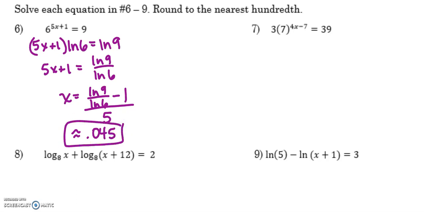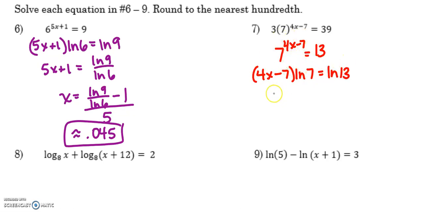hundredth. This one, before I can isolate, or before I can get to my exponent up here with the logarithm, I got to get rid of this 3. So 7 to the 4x minus 7 is going to equal 13 because I'm going to divide out. Again, I could use a log base 7 if I've got a fancy calculator, but I'm going to choose natural log because I know that my calculator will have that button. That allows me to swing the 4x minus 7 down in front.